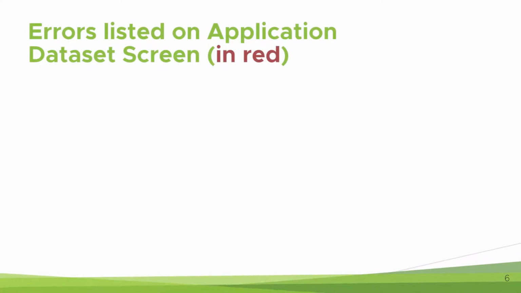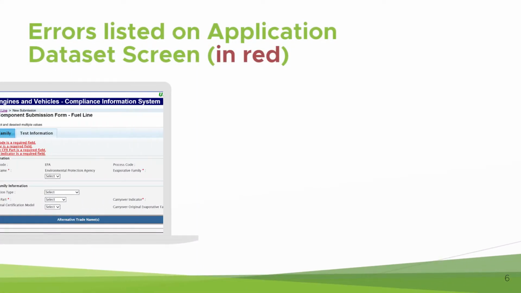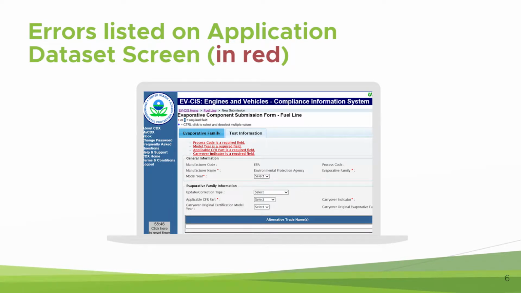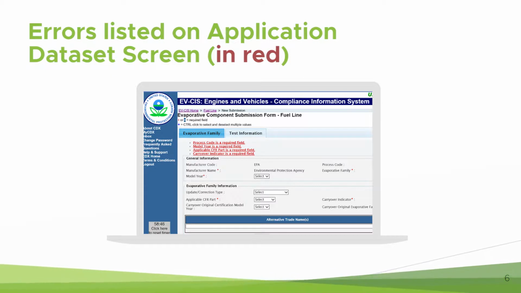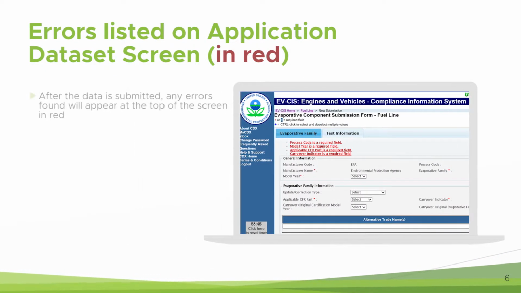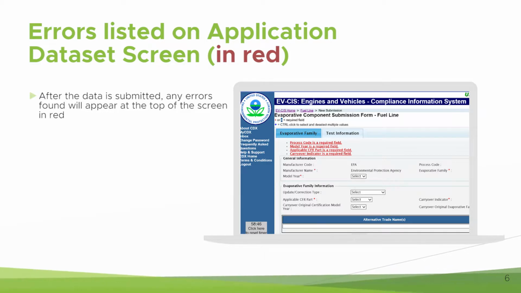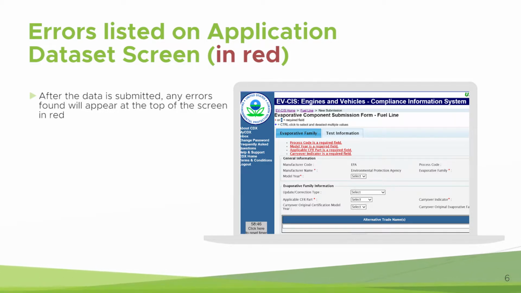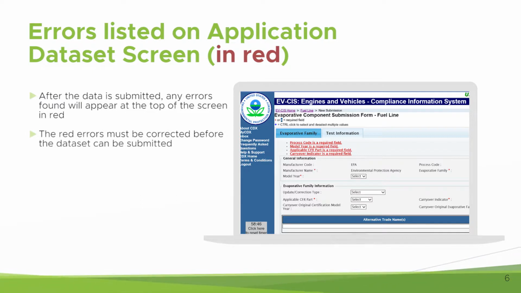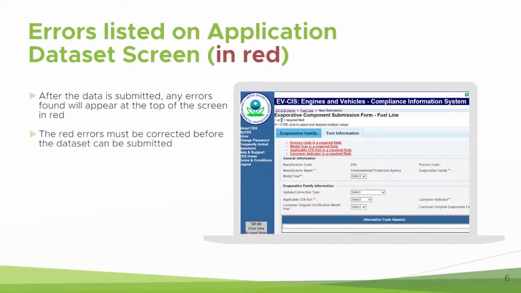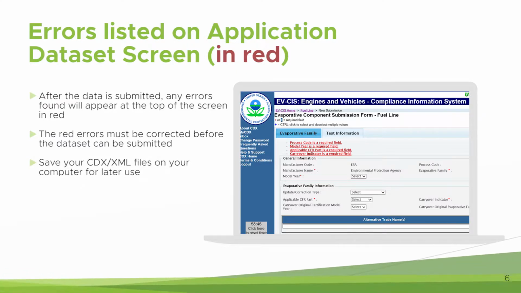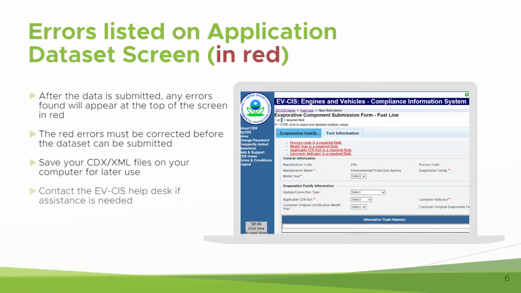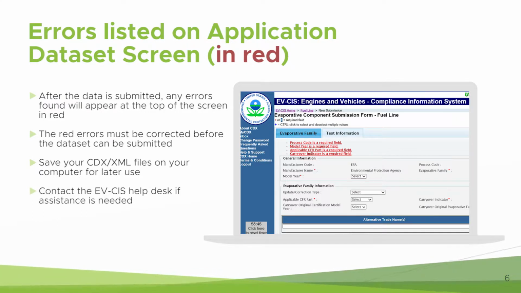Errors listed on application dataset screen in red. Manufacturers must correct data or information in the EV-CIS application for certification before submitting it. After the data is submitted, any errors found will appear at the top of the screen in red. The red errors must be corrected before the dataset can be submitted. Save your CDX XML files on your computer for later use. Contact the EV-CIS Help Desk if assistance is needed.